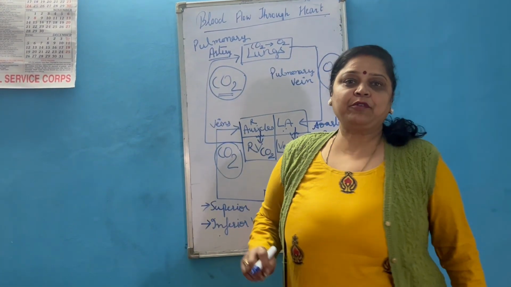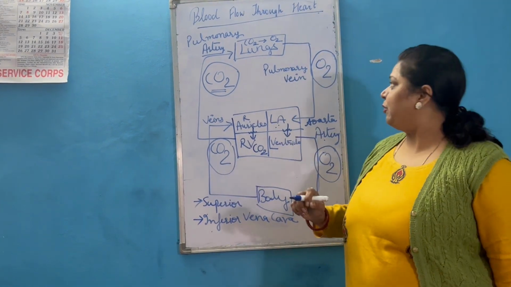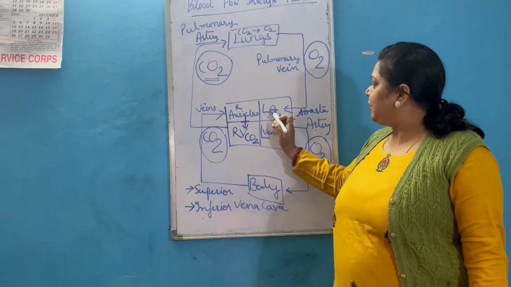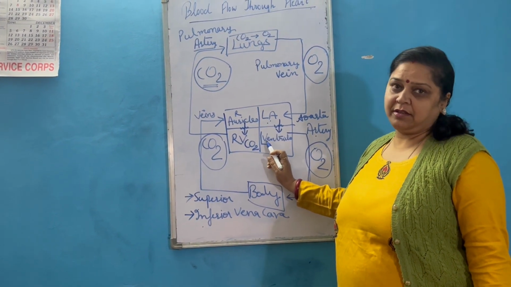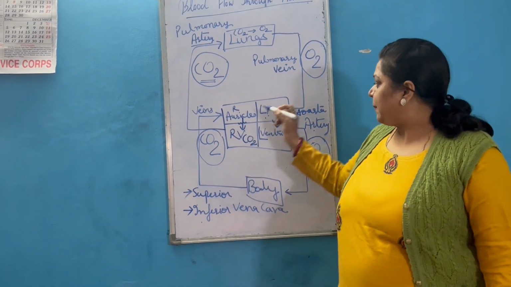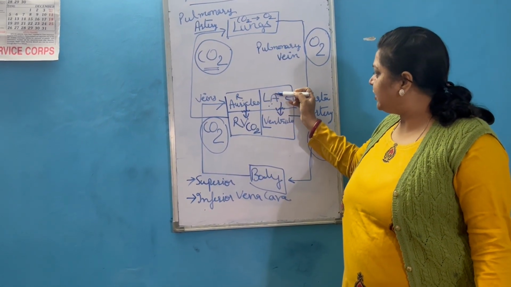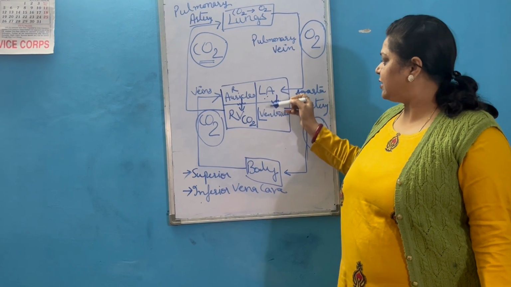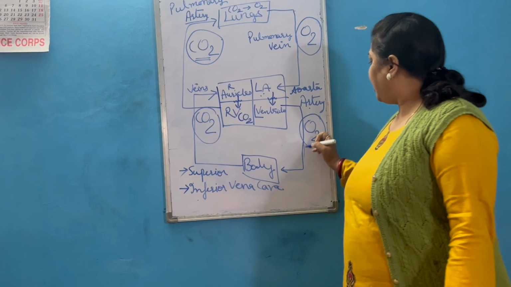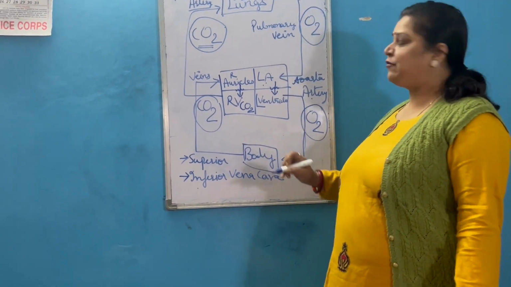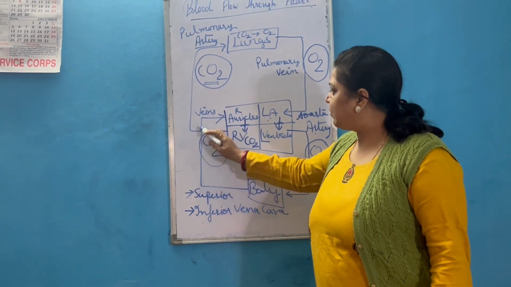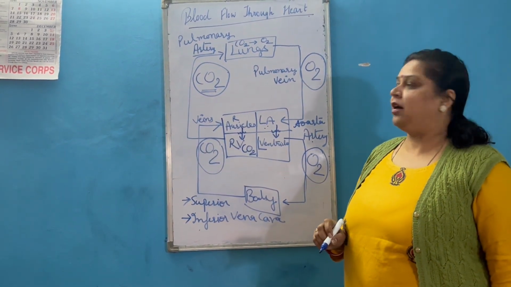So with this, I would like to sum up the entire topic. The two auricles, the upper ones, and the two ventricles, the lower ones, contract and relax together. Simultaneously, the blood is pushed from the auricles to the ventricles. And from the left ventricle, the artery supplies oxygenated blood to the entire body, and the veins collect the deoxygenated blood back to the heart.